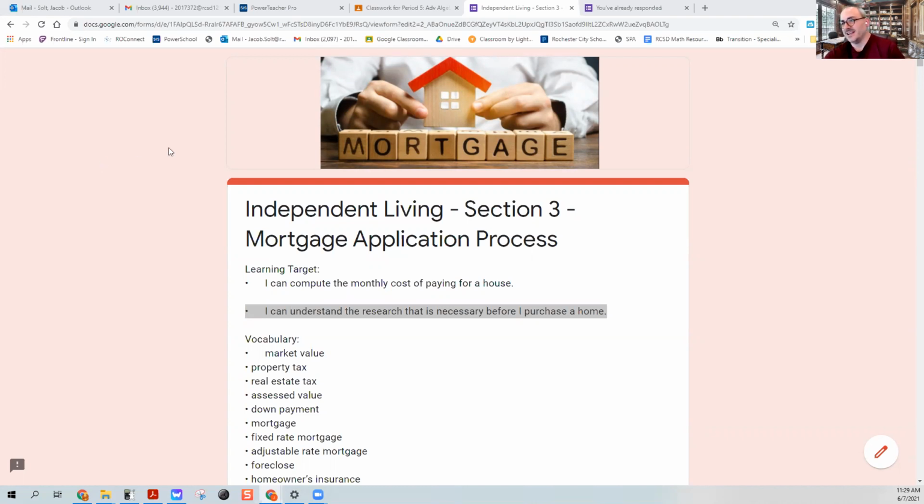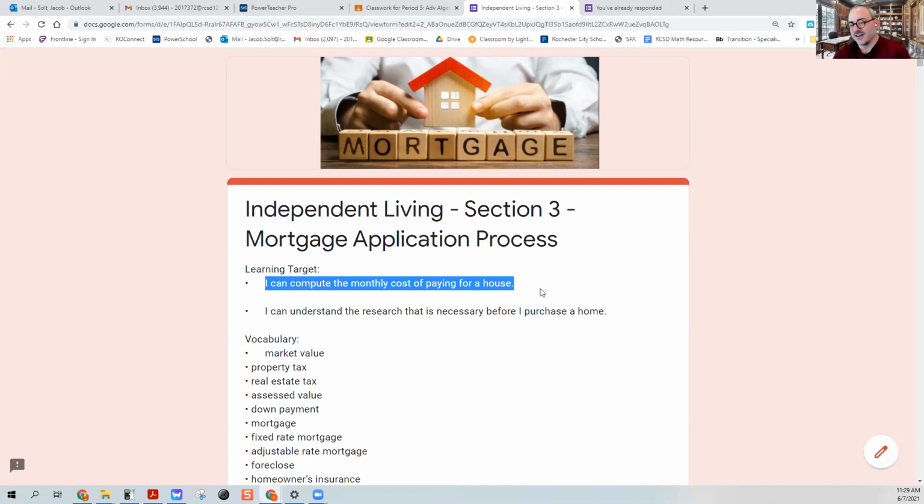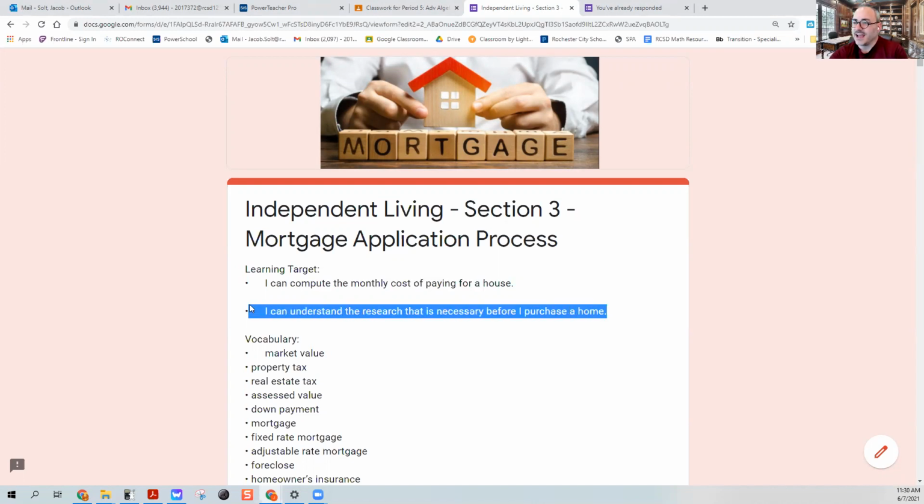We are working today on independent living, section 3, the mortgage application process. And again, we just reviewed all the things we've done in terms of the first learning target: calculating the mortgage, the insurance, and the taxes, to find what that monthly cost is going to be to us to buy this home. The second learning target we're working on today is I can understand the research that is necessary before I purchase the home. That involves what's called the front end ratio and the back end ratio. The front end ratio is, do I have enough income to afford this? And the back end ratio is, do I have too much debt to afford this, essentially. All right, so we'll get into that.